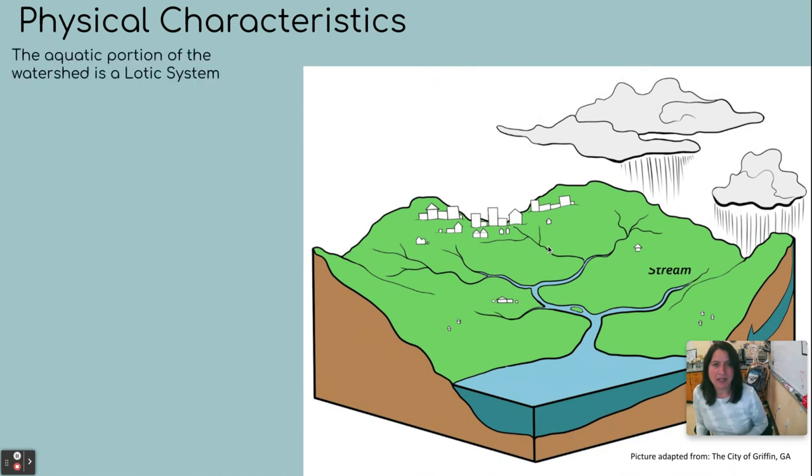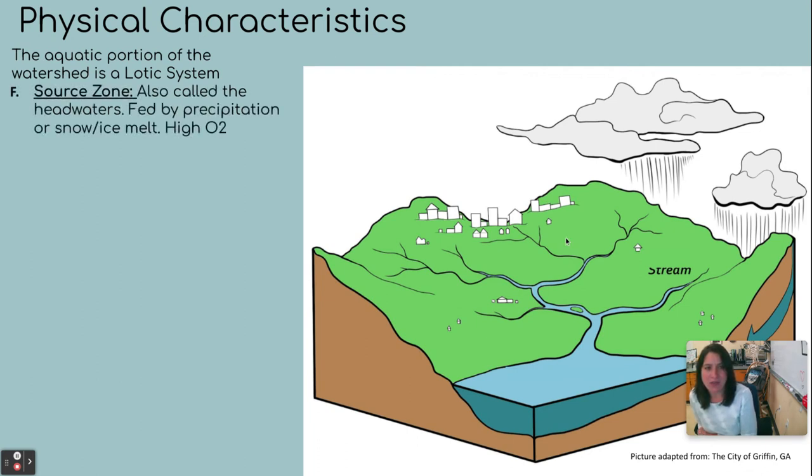All right, so some physical characteristics. If you remember from your aquatic ecosystems video, the aquatic portion of a watershed is called a lotic system. And there are 3 zones. There's the source zone, also called the headwaters, and it's fed by precipitation or snow and ice melt. And for us here in California, a lot of our streams and watersheds are dependent on snow where we are in the Sierra Nevada.